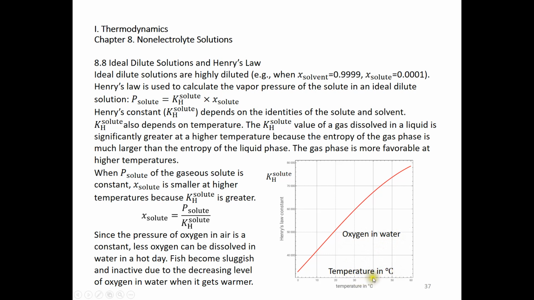Alright, on a hot summer day, let's say 40 degrees Celsius, let's look at Henry's constant. Let's look at this data point, it's about 70,000. On a cold day, 10 degrees Celsius, it's about 40,000. So between 10 degrees Celsius and 40 degrees Celsius, the Henry's constant is almost double. That means the mole fraction of oxygen in water is almost halved.